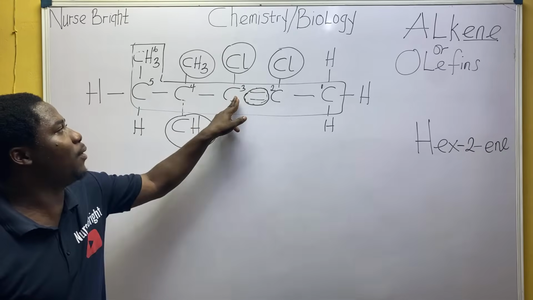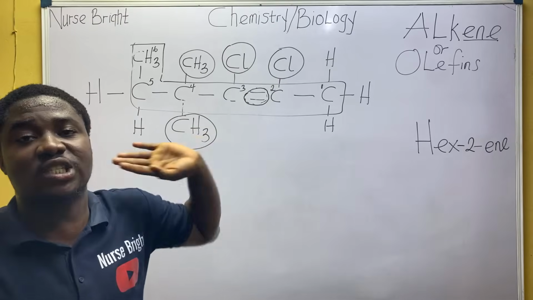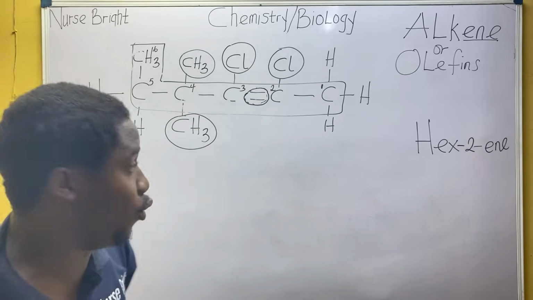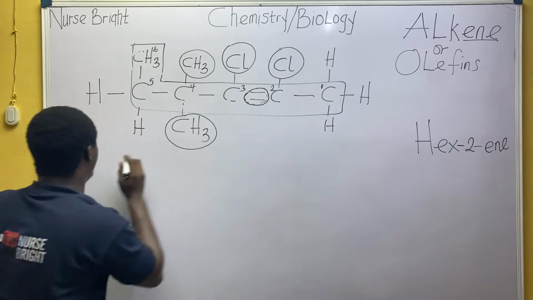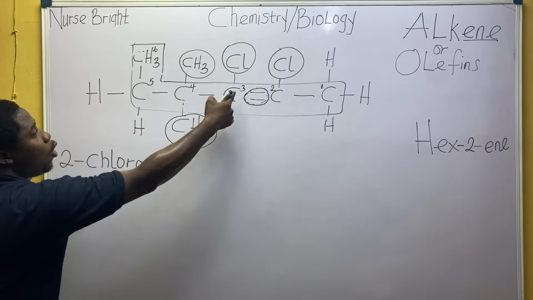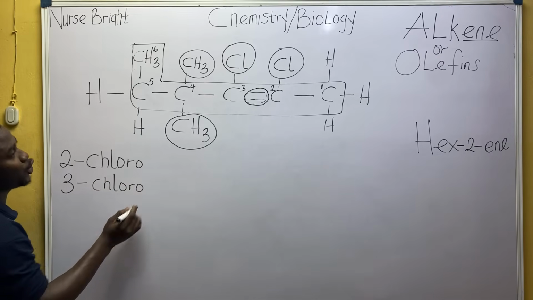Now, at carbon 2 and carbon 3, we have chlorine. In chemistry, generally, Cl is chlorine, but in organic chemistry, the name changes from chlorine to chloro. So carbon 2 is holding chlorine, so automatically it becomes 2-chloro. Carbon 3 is also holding chlorine, so automatically it becomes 3-chloro. Class, pay attention.